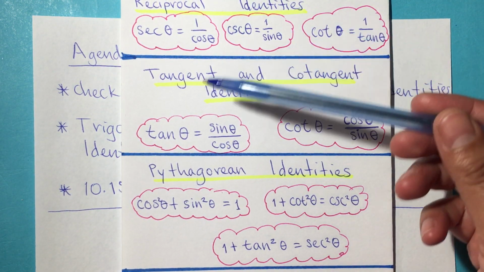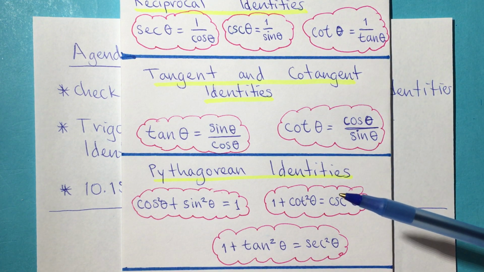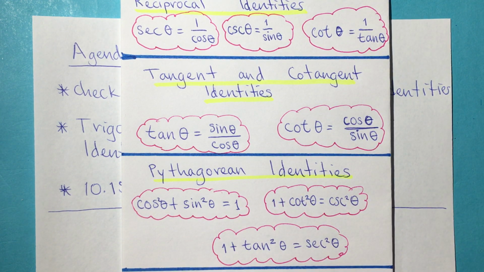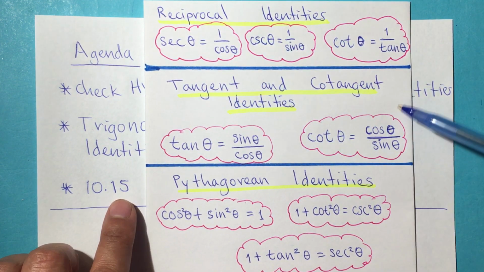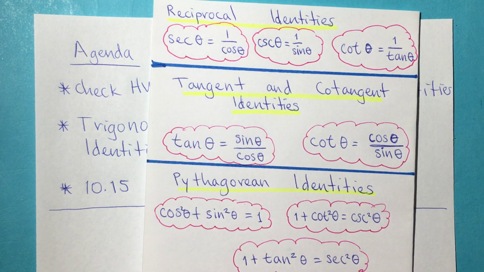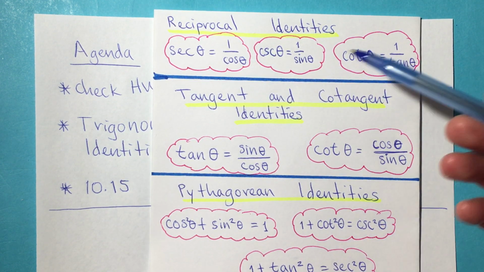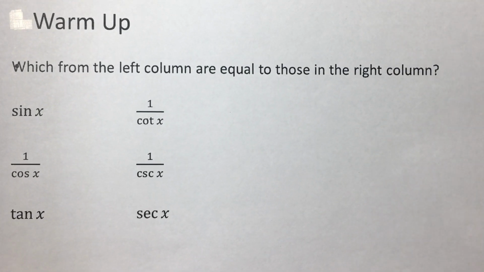We're going to be working with them and proving some of them once again. But if you haven't, please do watch 10.14. If you're familiar with the first identities, you don't need to watch it, but I do recommend that you familiarize yourselves with these identities. Before we start, if you can work on this warm-up, take a couple of minutes, pause the video.